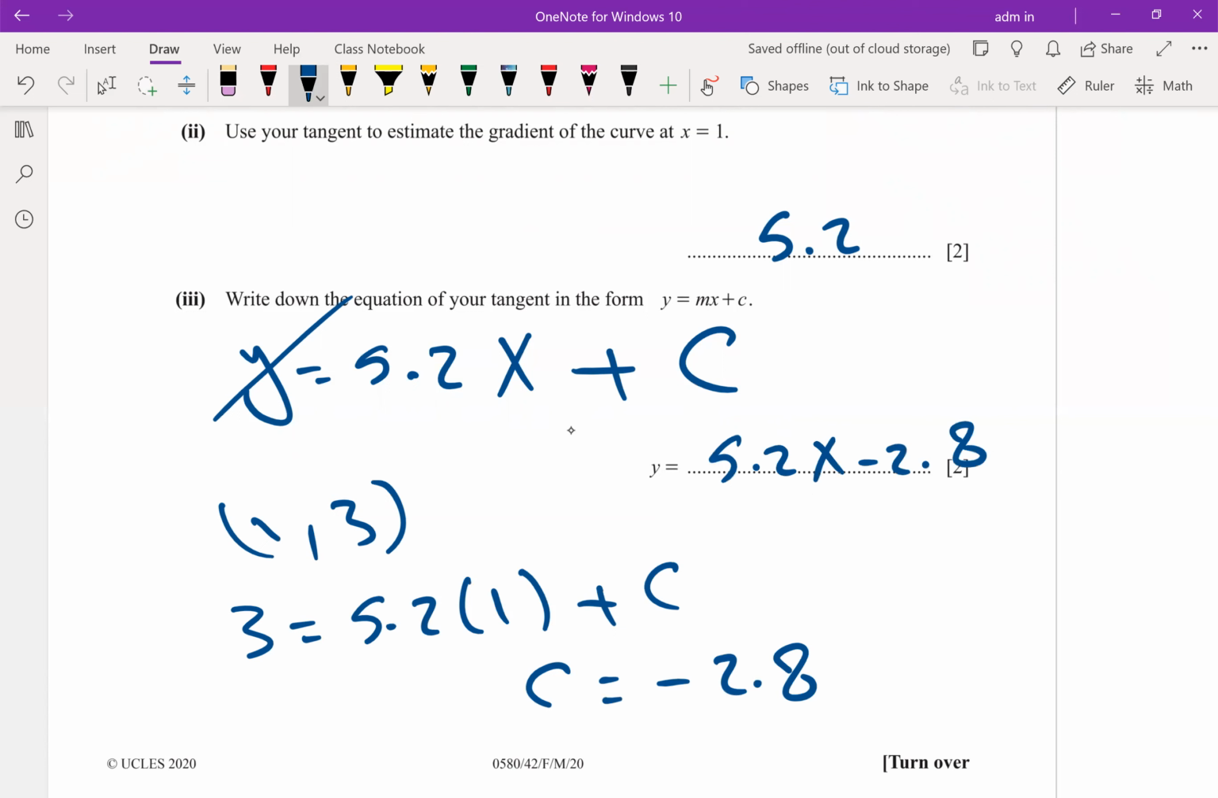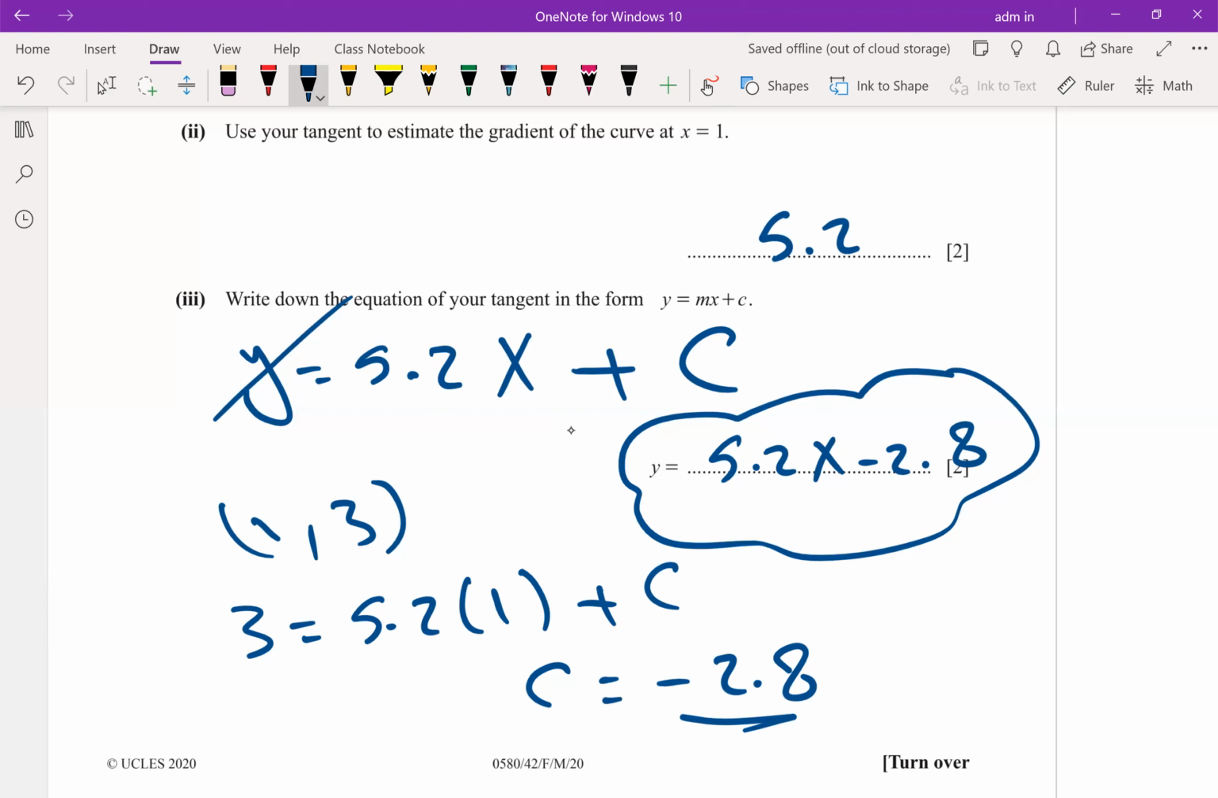Teacher, how 2.8? Wait a moment. What is the value of c, guys? Negative 2.2 when you move it to the other side. Negative 2.2, okay.